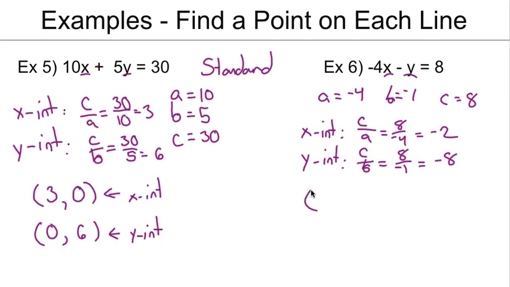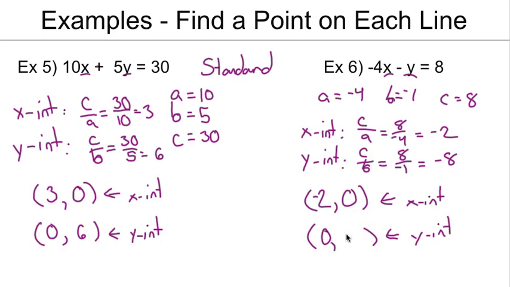So now putting them together as points, for my x-intercept, the y value will be 0, and the x value will be what I calculated, -2. And for my y-intercept, x will be 0, and y will be -8. So now I've found not 1, but 2 points from that line.